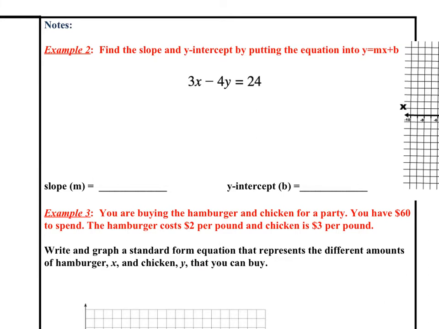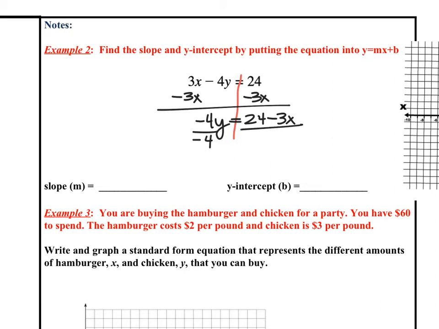Okay, this one doesn't have steps, so we're going to put it into slope-intercept form by solving for y. So move the x term to the other side, you can draw a bar if you want. It's positive, so I will subtract it. And get negative 4y equals 24 minus 3x. And then I divide by the number in front of y. And I get y equals 6 minus 3/4 x, because 24 divided by 4 is 6, and negative 3 over 4 can't be simplified any further.